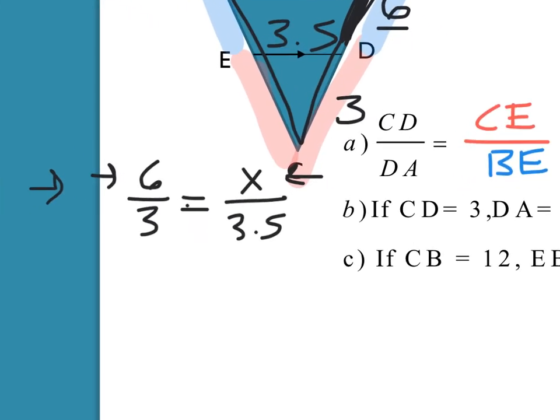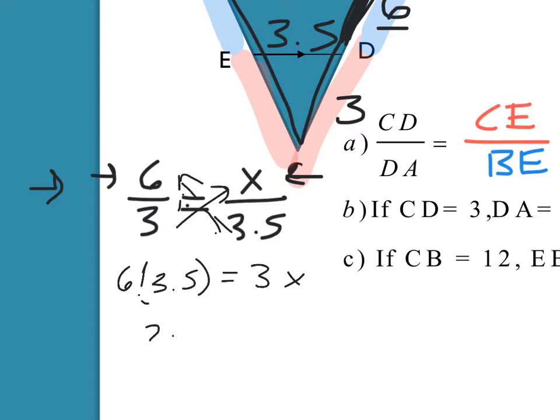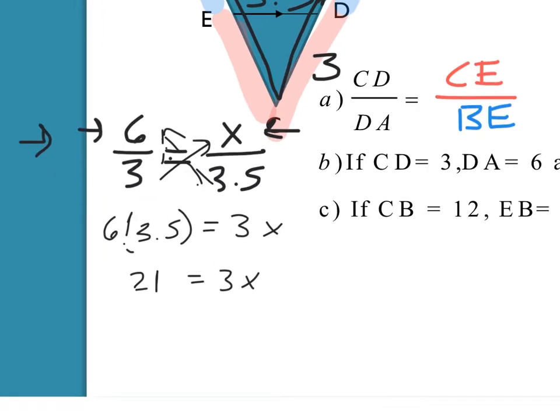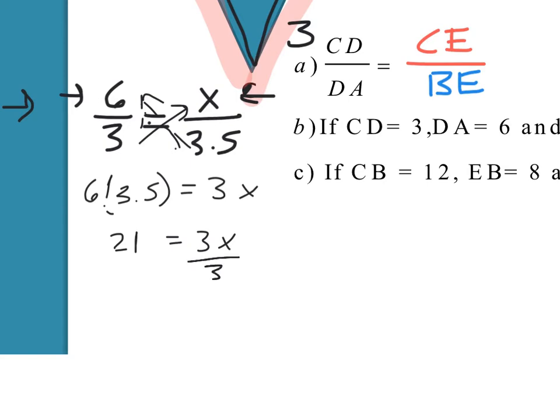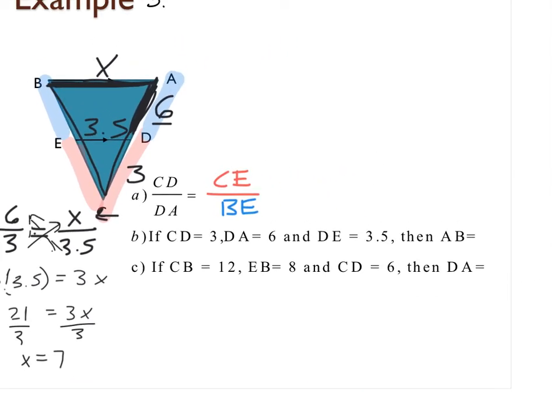Let's solve this one. What do we need to do to solve for x here? Times 3.5 times x. So we cross multiply. So 6 times 3.5 is going to be equal to 3x. So what is 6 times 3.5? 21 is equal to 3x. What is x going to be? 7. So AB is equal to 7.